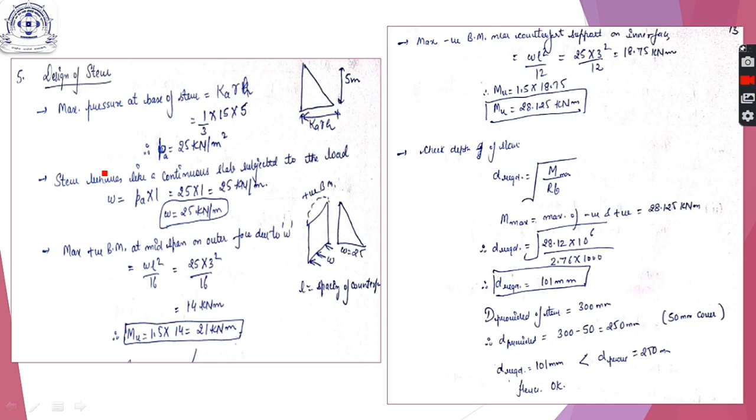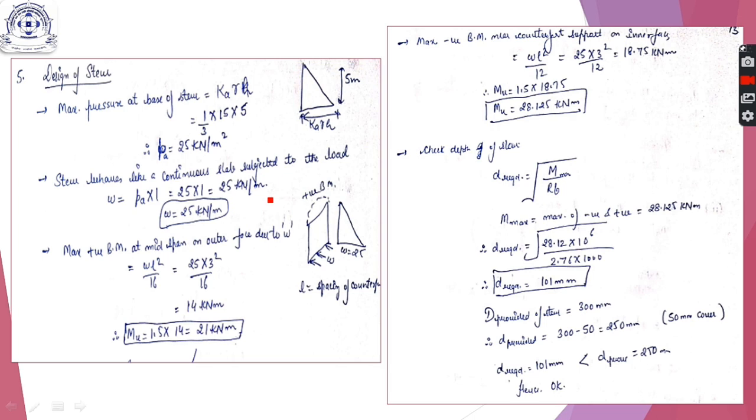In this case, as this is not a cantilever, we don't need to find any cantilever moments. We just find the value W. What is W? This is K into gamma H. This is the lateral earth force acting at the base of your stem. Ka is 1 by 3, 15 is gamma, and H is 5. H is the height of your stem. We get it to be 25 kilonewton per meter square. So if we take unit length of your stem, it will come out to be 25 kilonewton per meter.